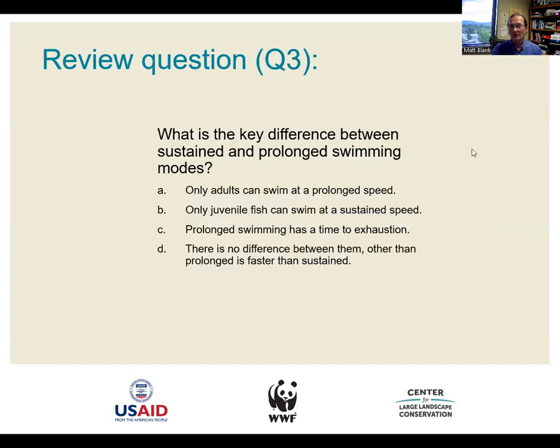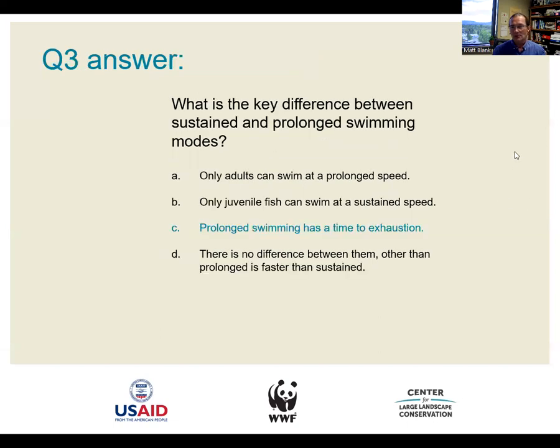And I believe there's question number 3, which is a multiple choice one, a little easier perhaps. What is the key difference between sustained and prolonged swimming modes? The answer is that prolonged swimming has a time to exhaustion, whereas sustained does not.